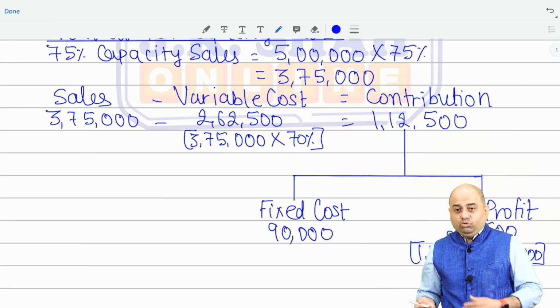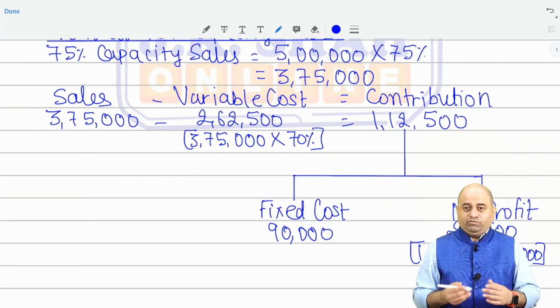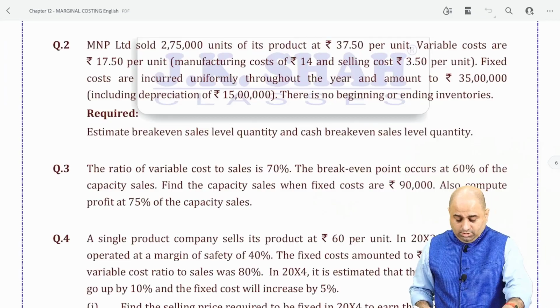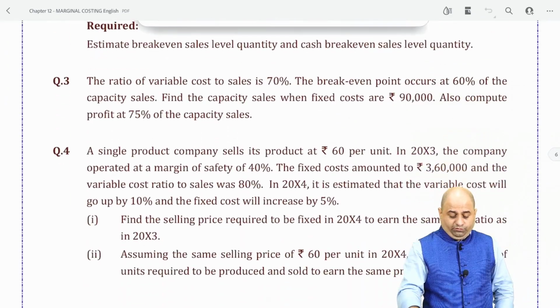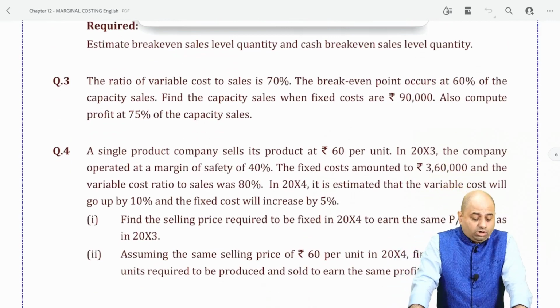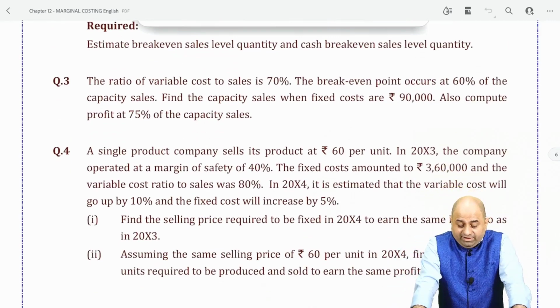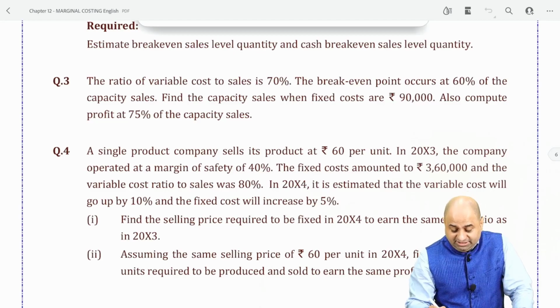Again, I'll bring you back to the textbook and I'll continue with my discussion. As far as question 4 goes, they have given a single product company: sales is 60 per unit, and margin of safety is 40%, fixed cost 360, variable cost 80%, that is variable cost to sales is 80%. Variable cost will go up by 10% and fixed cost will increase by 5%. Find the selling price required to be fixed in 2004 to earn the same PV ratio.